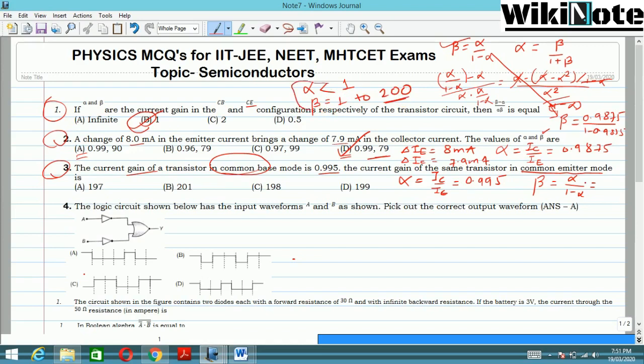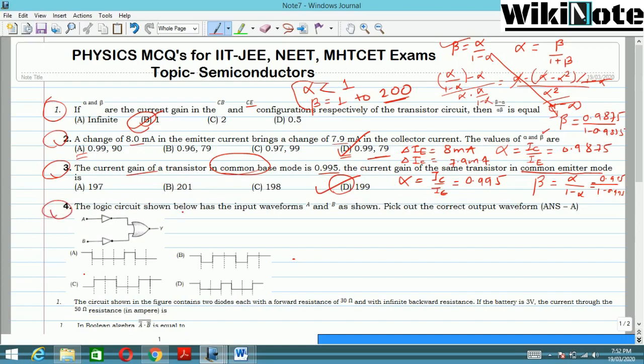And beta is equal to alpha upon 1 minus alpha. So alpha, which is given, is 0.995 divided by 1 minus 0.995. If I perform this, I will get the answer as 199. That's the answer which I got. So this is the solution.